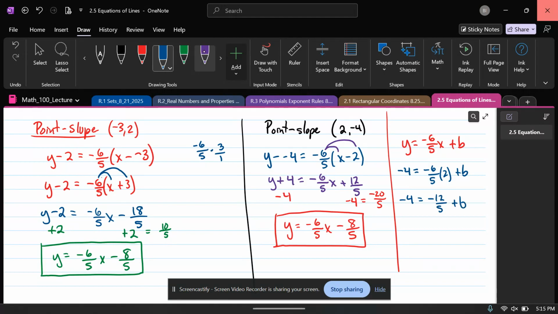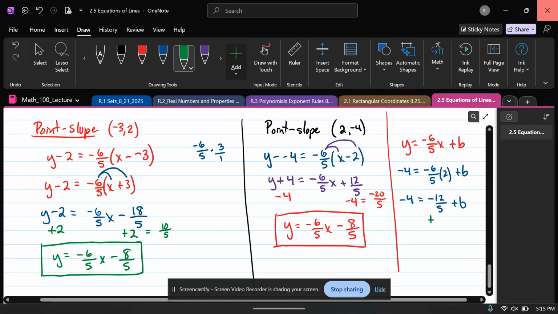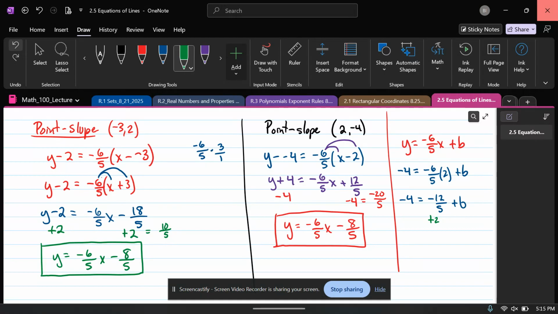And then if I add 12 over 5 to that, nope, I'm doing the common denominator before I move my stuff. Sorry. Brain's working faster than my hands. And then that's going to be the same negative 8 over 5. So my slope-intercept form is negative 6 over 5x minus 8 over 5. All 3 roads lead to the same place.